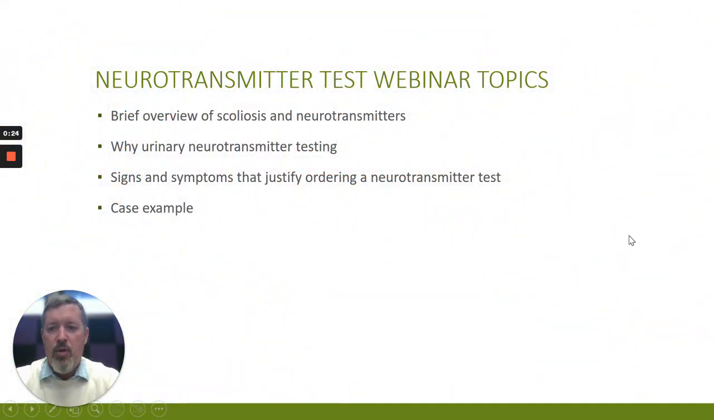We're going to go through an overview of the relationship between scoliosis and neurotransmitters, and why we use urinary neurotransmitter testing as a diagnostic tool. Then the signs and symptoms in scoliosis patients that justify the use of a neurotransmitter test. And I'll go through a case example or so, just to give you an idea of how we use this test clinically, not only to initially assess neurotransmitter status, but also to evaluate ongoing clinical evolution.